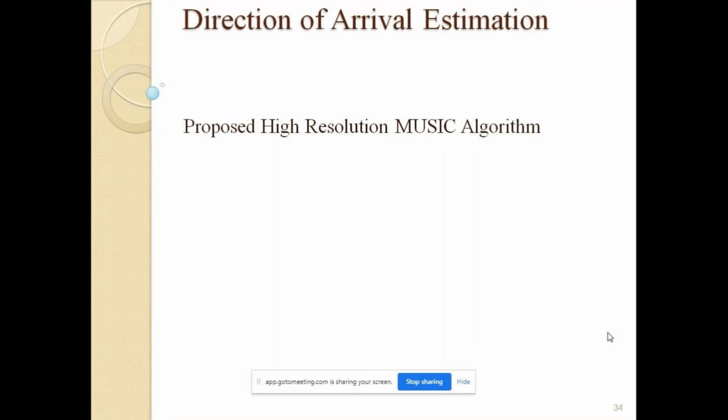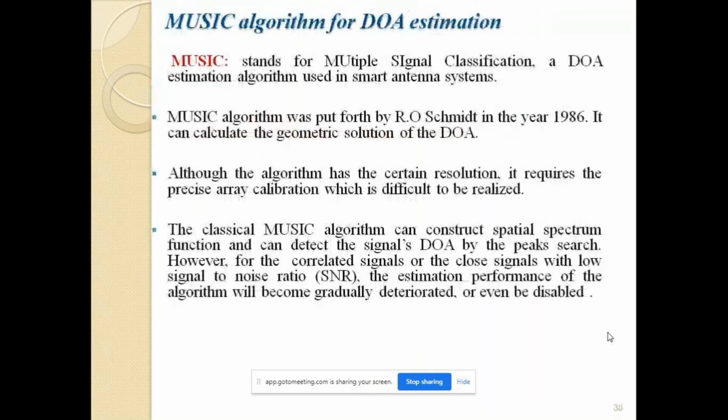For direction of arrival estimation methods, the very first algorithm is the MUSIC algorithm, which is nothing but the multiple signal classification algorithm. This algorithm was first presented by Schmidt in 1986. Today also, this is a favorite algorithm for many applications and developments, for 5G and for many other things. So this algorithm has its own problem.